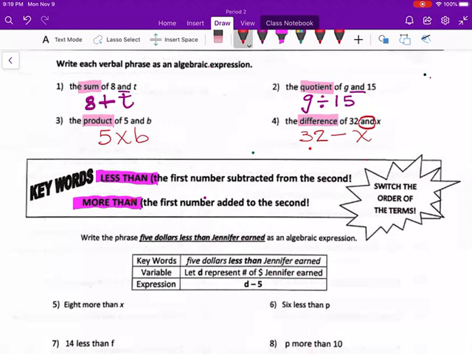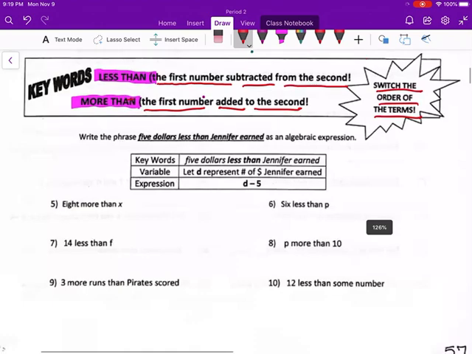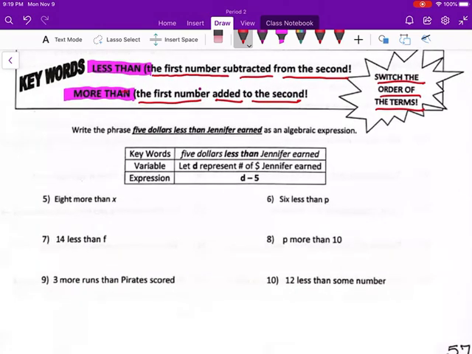For example, less than. It says the first number is subtracted from the second. You're going to switch the order of the terms. If it says more than, the first number is added to the second. So here we're going to look at some examples. You'll get a better idea.